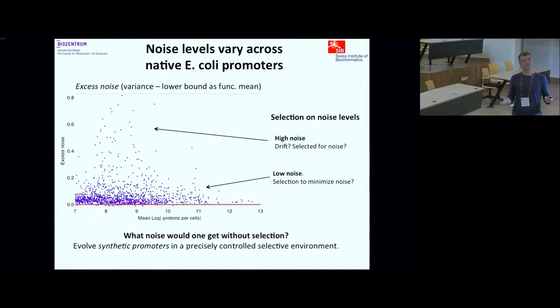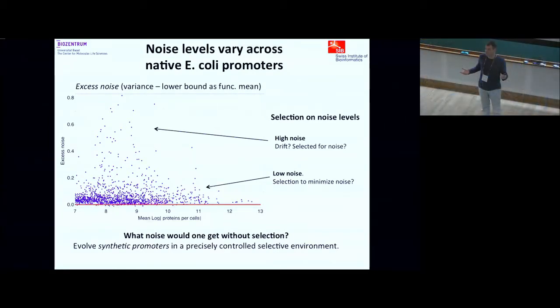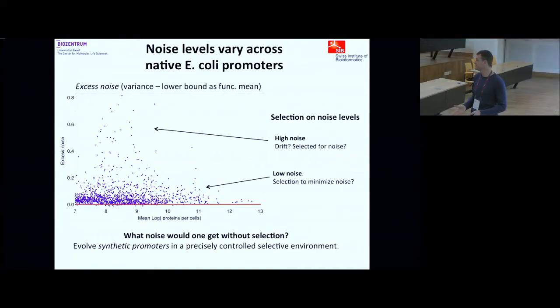So for example, you might imagine that noise in gene expression is like inaccuracy, and so you might want to minimize this. And maybe the fact that many of these are bunched up here is because selection has optimized the promoter to minimize the amount of noise that it has. And then maybe these are just genes where you don't care about the fact that they're noisy. Or maybe there is some reason that for some promoters you actually want to be noisy. Okay, so we wanted to answer this question.